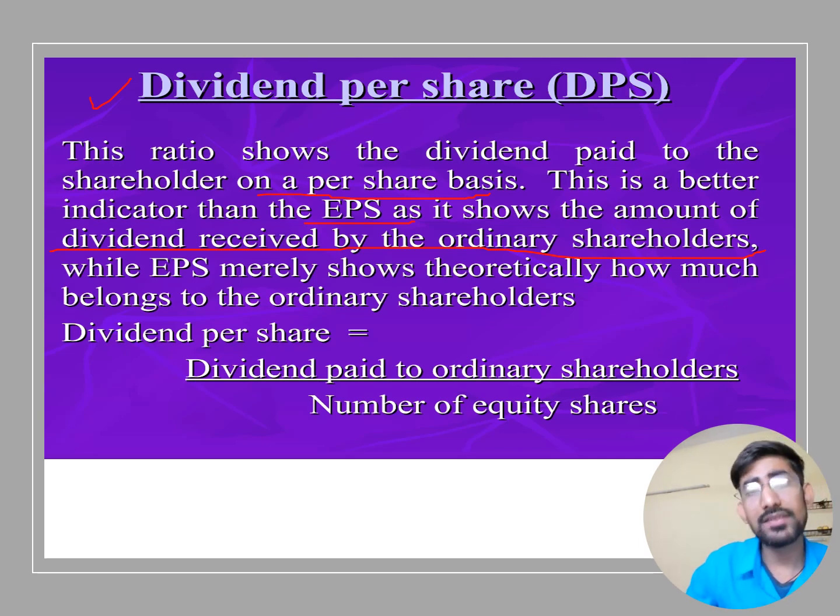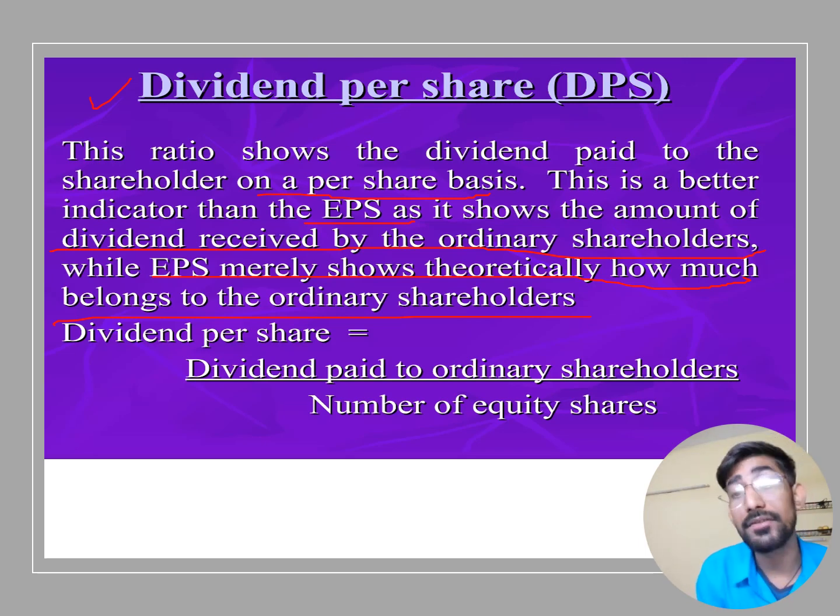But the DPS, that is dividend per share, shows how much dividend the equity shareholders are going to get. This is a better indicator than EPS as it shows the amount of dividend received by the ordinary shareholders, while EPS merely shows theoretically how much belongs to the ordinary shareholders. So EPS just shows how much earning the equity shareholders are going to get, while the dividend shows the actual amount of dividend that they are going to get.